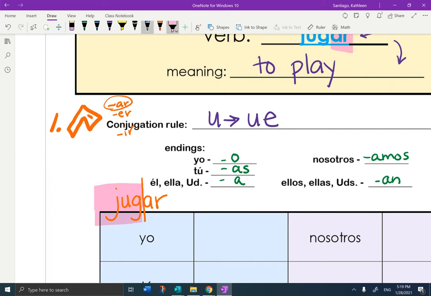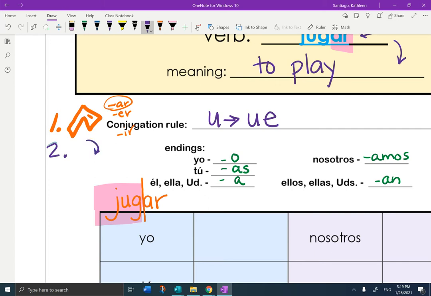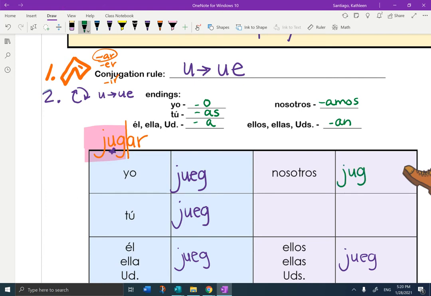Okay, good. Step 2. Oops, I got some crazy ink on my pen. Hold on. Step 2 is change. Whatever the stem change is, do it here. So the stem change is U to UE. So I'm going to take this U and I'm going to change it to UE everywhere on the chart that it needs to be changed. So JUEG, JUEG, JUEG, JUEG. Remember the stem is not going to change up here in nosotros, so I'm going to go back to the original JUG. Okay, so I've done that step.